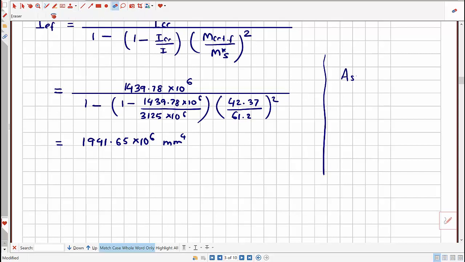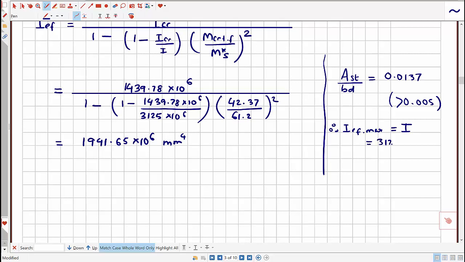So the area of steel divided by bd, if you compute Ast over bd, comes out to be 0.0137, and according to the clause here, this is greater than 0.005. Therefore, your I effective maximum according to the clause is equal to your gross moment of inertia, which is 3125 × 10^6 mm⁴.